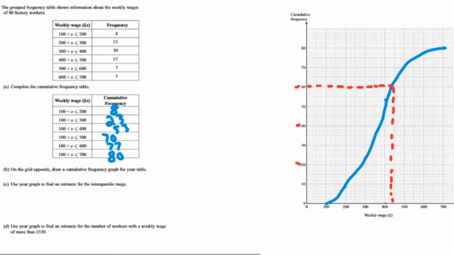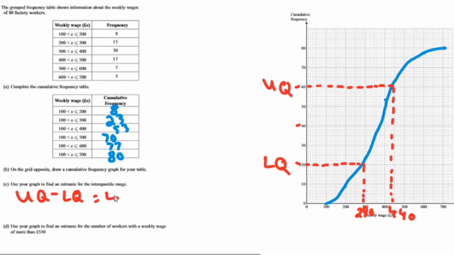So this, if each little box is going to be 10, we can read that off as 440. And then here for the 20, we go across and go down. We can read that as 290. The interquartile range then, if we call this the upper quartile and the lower quartile, the 75% and 25%, it will be upper quartile minus lower quartile. So in this case, 440 minus 290 gives us an interquartile range of 150.